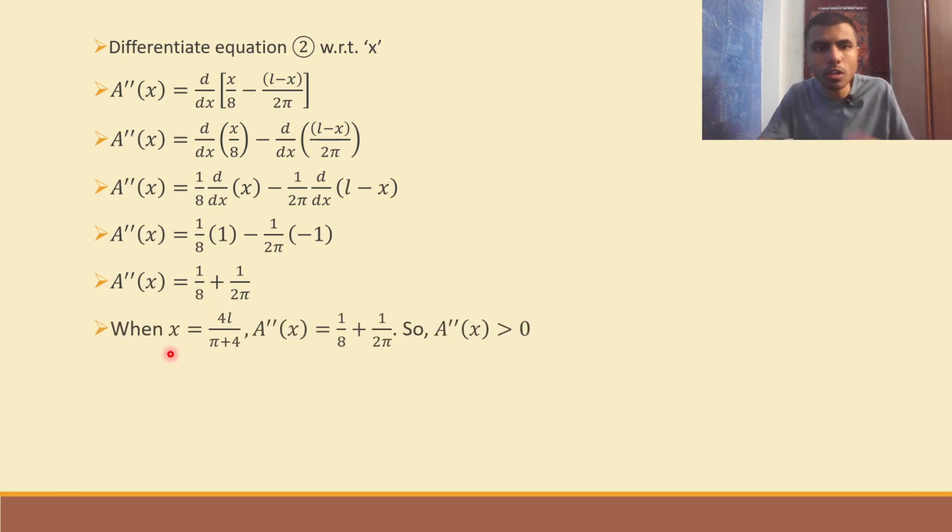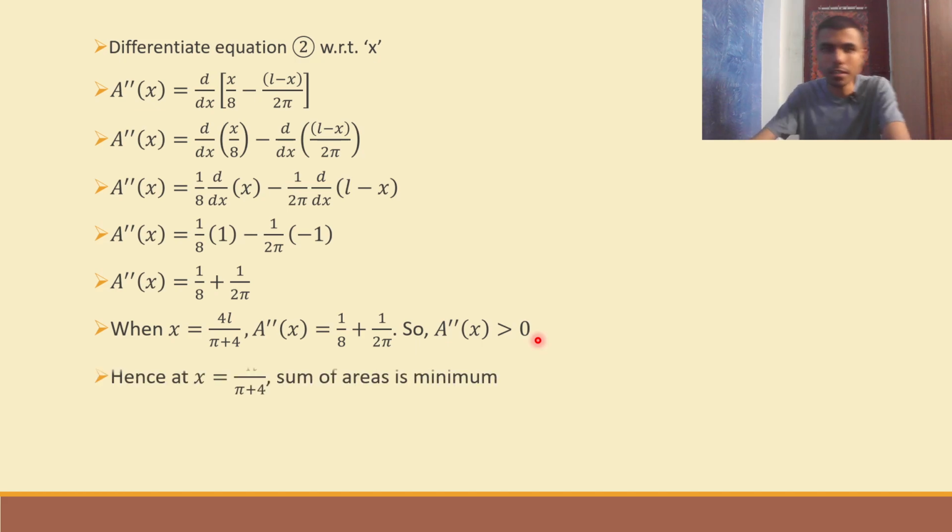So when x equal to 4L by (pi plus 4), A double dash of x is again this only, it is positive. See, if our double derivative is positive for a particular value, then at that value we will get a minimum. So the sum of areas is minimum. Fine. This is what they asked, right? Cut it in such a way that the sum of areas is least. So we got a value of x for which the sum of areas is minimum. That means this is the x that was required.